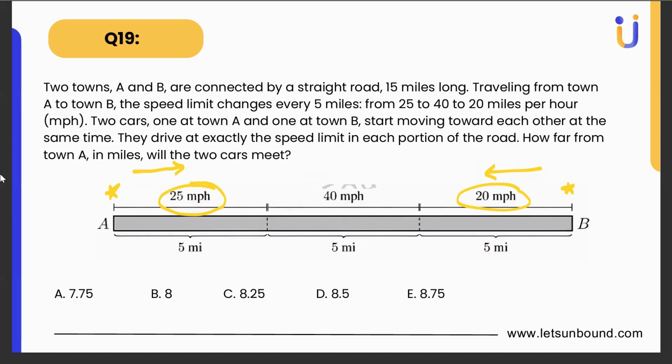However, where they will exactly meet is not known to us, right? So we have to calculate how far from A the two cars will meet. Where will they meet exactly? They will still cover the first stretch, but here the distances might vary. One of them might cover some extra miles and one of them might cover fewer miles, and they will meet at those points. So that's what we have to calculate, where will they meet.